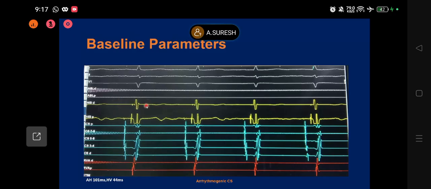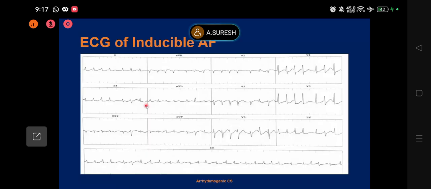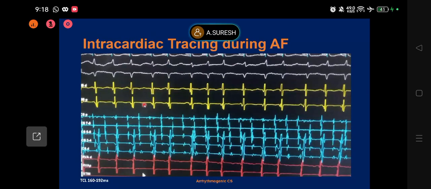In fact, she had intermittent pre-excitation. You can see here HV was normal on table. When we induced, she had easily inducible atrial tachycardia, and then it terminated. AF was also induced. So there was AT and AF going on, and then a spontaneous remission to sinus rhythm. This was the intracardiac tracing during atrial fibrillation, as you can see here.